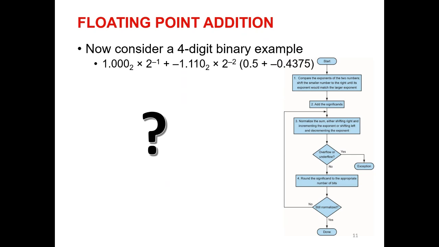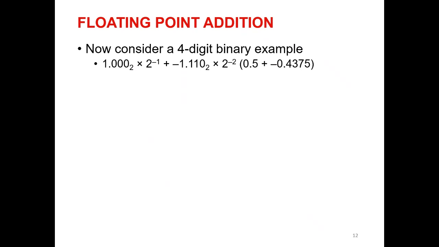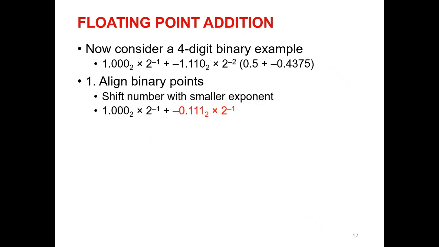So let's come back to the example. We have this 4-digit binary example. What we are doing here is following the same steps as before. First of all, we align the exponents.